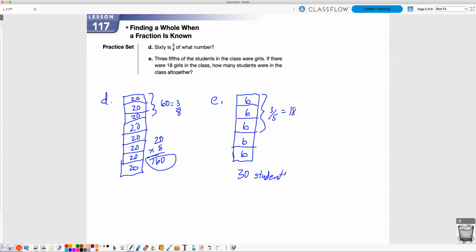And it doesn't ask me how many boys there are. It's just going to be 30 students. If it did ask how many boys, I could find that answer quite easily just by recognizing that these two right here would end up being 2/5, which equals 12 total boys.